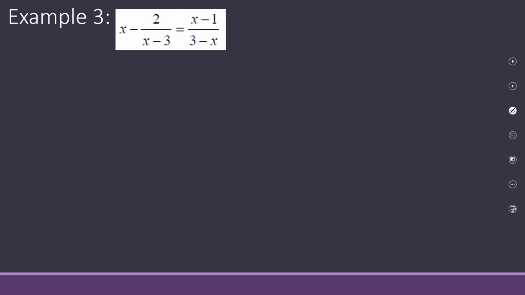Let's power through. Number 3, x, that's just x over 1. Put the little baby 1 there if you need to see it. Minus 2 over x minus 3 equals x minus 1 over 3 minus x.